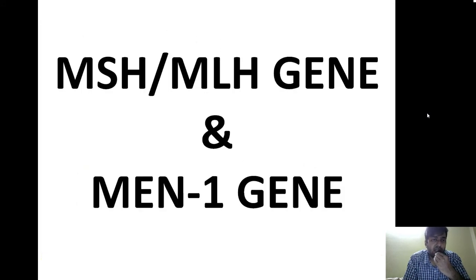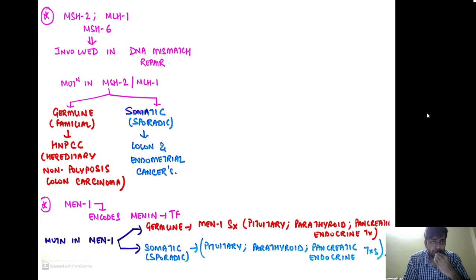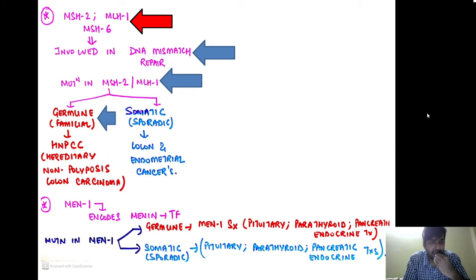Now the other genes are the MSH, MLH genes and the MEN1 gene. MSH2, MLH1 and MSH6 are involved in DNA mismatch repair. So if there is a germline familial mutation in MSH2 or MLH1, that is an inherited mutation, it is going to lead to a hereditary syndrome called HNPCC, that is hereditary non-polyposis colon carcinoma. Whereas somatic or sporadic mutations over here will lead to colon and endometrial carcinoma.